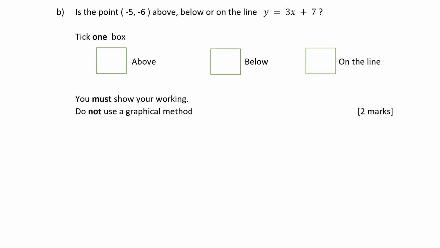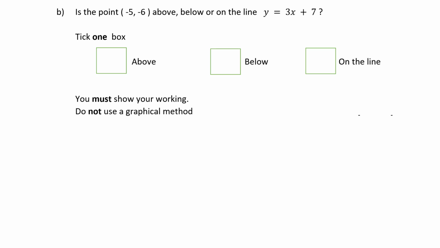Now, part B says, is the point minus 5, minus 6 above or below the line y is equal to 3x plus 7? Tick one box: above, below, or on the line. You must show your working. Again, not using a graphical method.